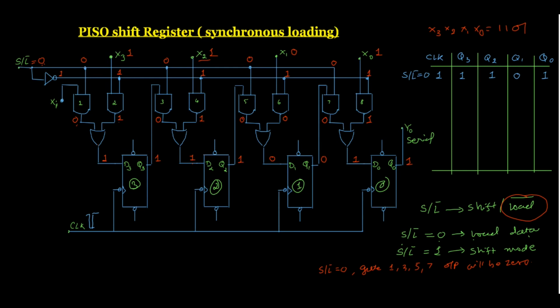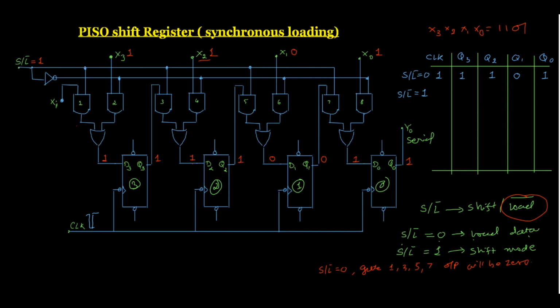Now we want to shift the data. For the shifting of the data, I already mentioned that this SL bar control line has to be at a high level, then only the data will be shifted from left to right. So what is the second step? Second step means now SL bar will be equal to 1. Now this SL bar line is going to be high.